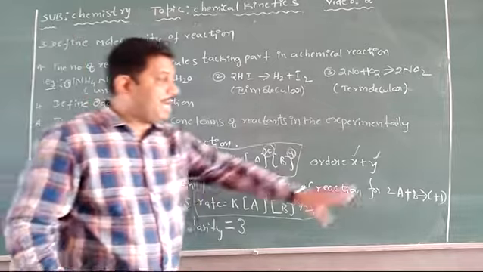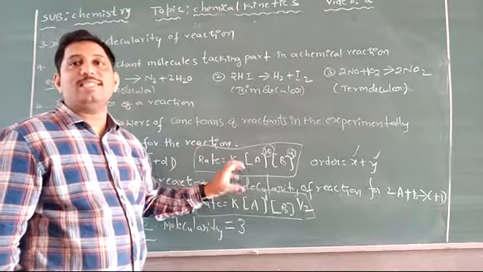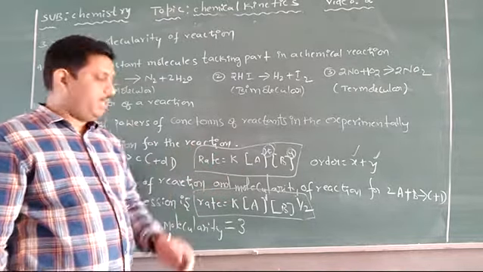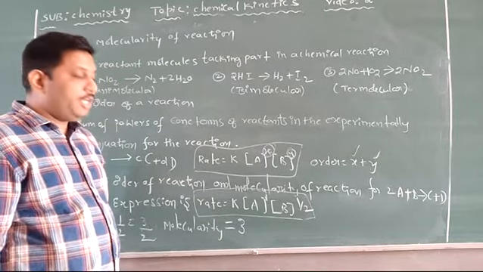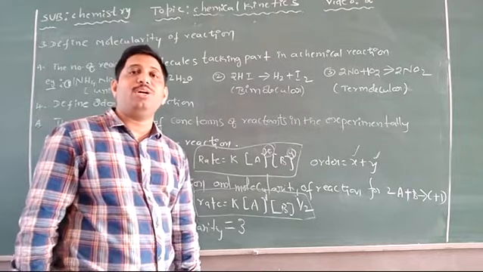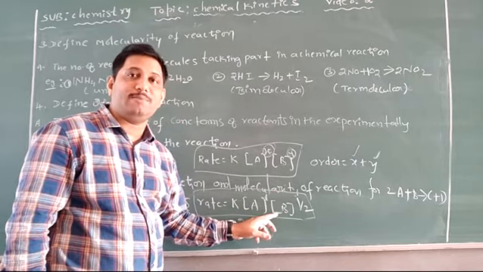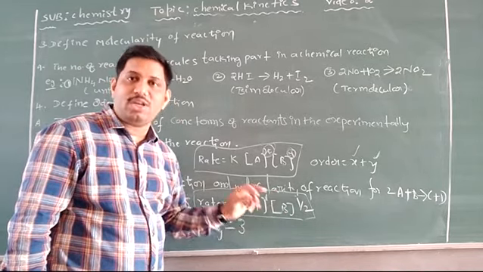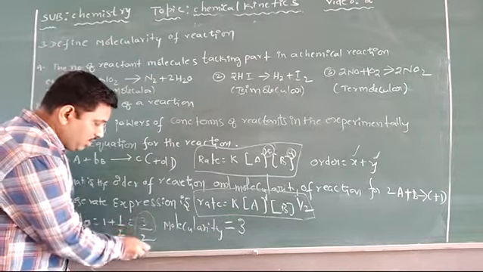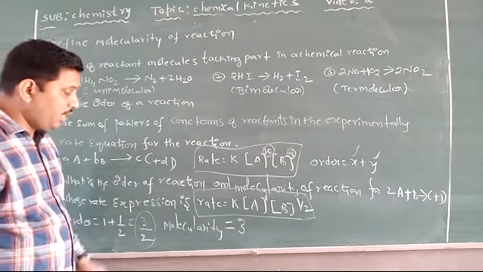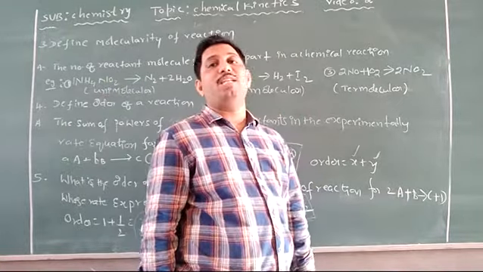We know that from the balanced chemical equation, the order of the reaction cannot be determined. Only when the rate law is given can you determine the order of the reaction. Rate is equal to constant K, known as the rate constant, into A to the power of 1, B to the power of 1 by 2. The sum of powers of concentration terms of reactants in the experimentally determined rate equation is the order of the reaction. Therefore, the order of the reaction is 3 by 2. And the molecularity will be 3. Molecularity can be obtained theoretically from the balanced chemical equation.